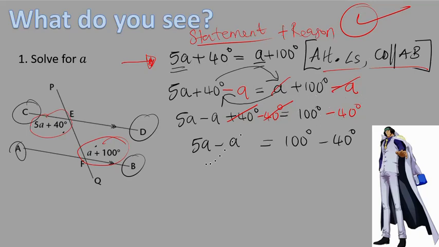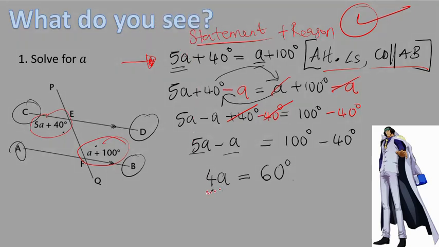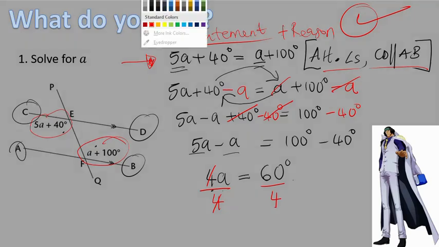So now I add the like terms or subtract the like terms. 5A minus A, that is how much? 4A. Algebra is important, guys. And then here I have 100 degrees minus 40 degrees. This is 60 degrees. Right? And then afterwards, I have to remove this 4 because 4 is a known, A is an unknown. How do I remove a known from an unknown joined by multiplication? I do the opposite of multiplication, which is division. Divide by 4 and divide by 4 this side. 4 cancels the 4 here. And then this side, I'm left with A.